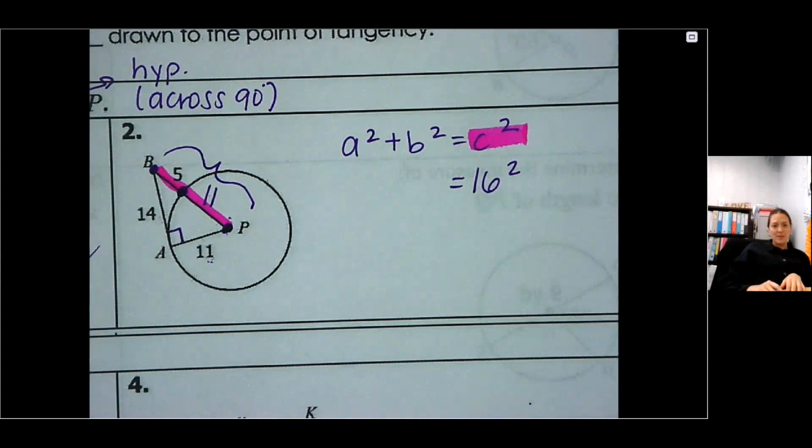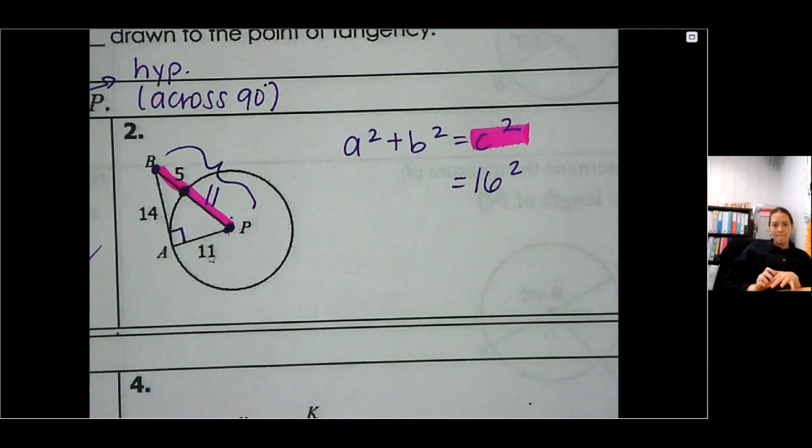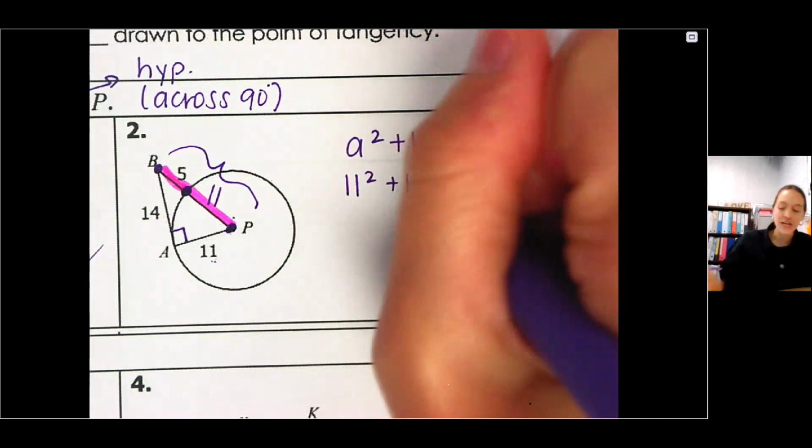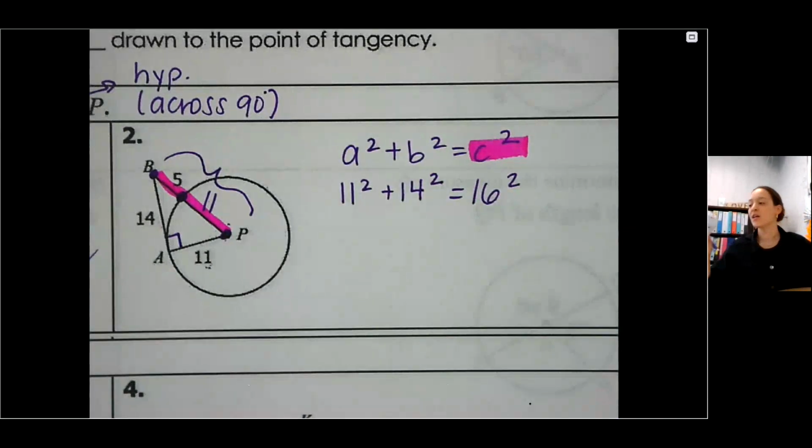And then what do I put for my A and my B? 14 and 11. It does not matter which order you put them in. Okay, so take a sec and check. Let's see if that gives us a tangent line or a not tangent line.